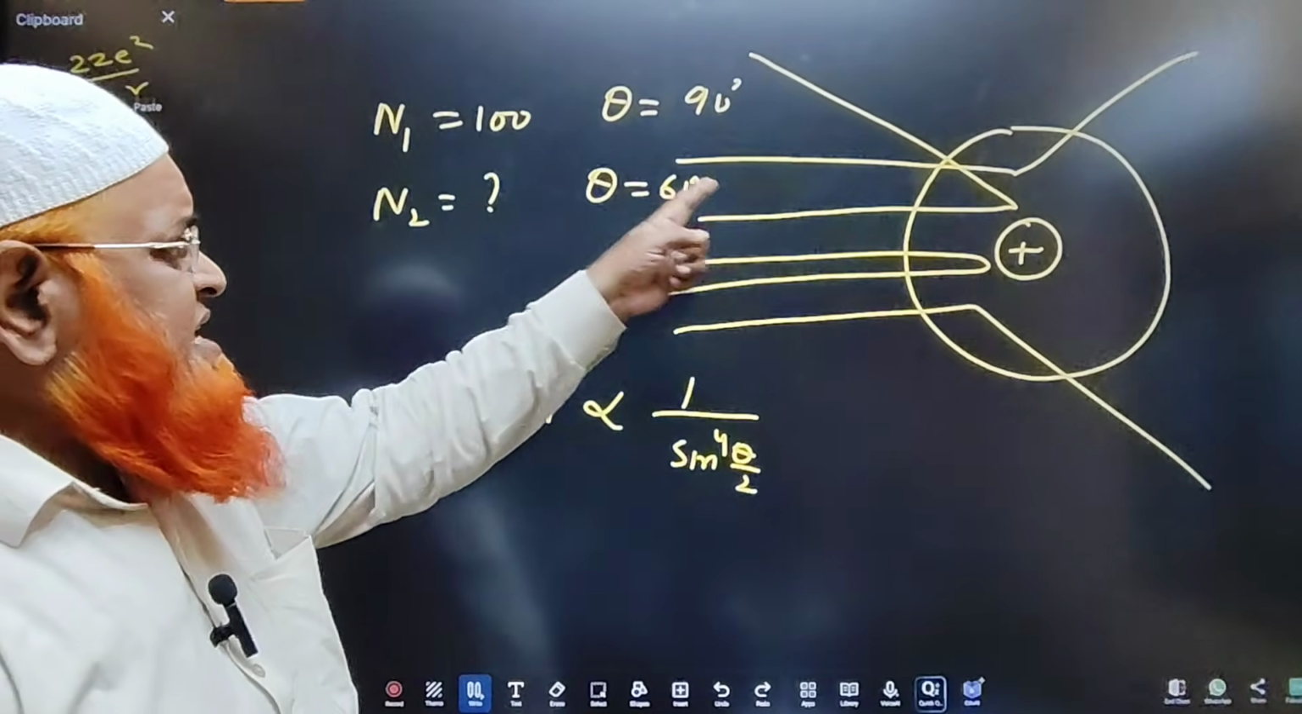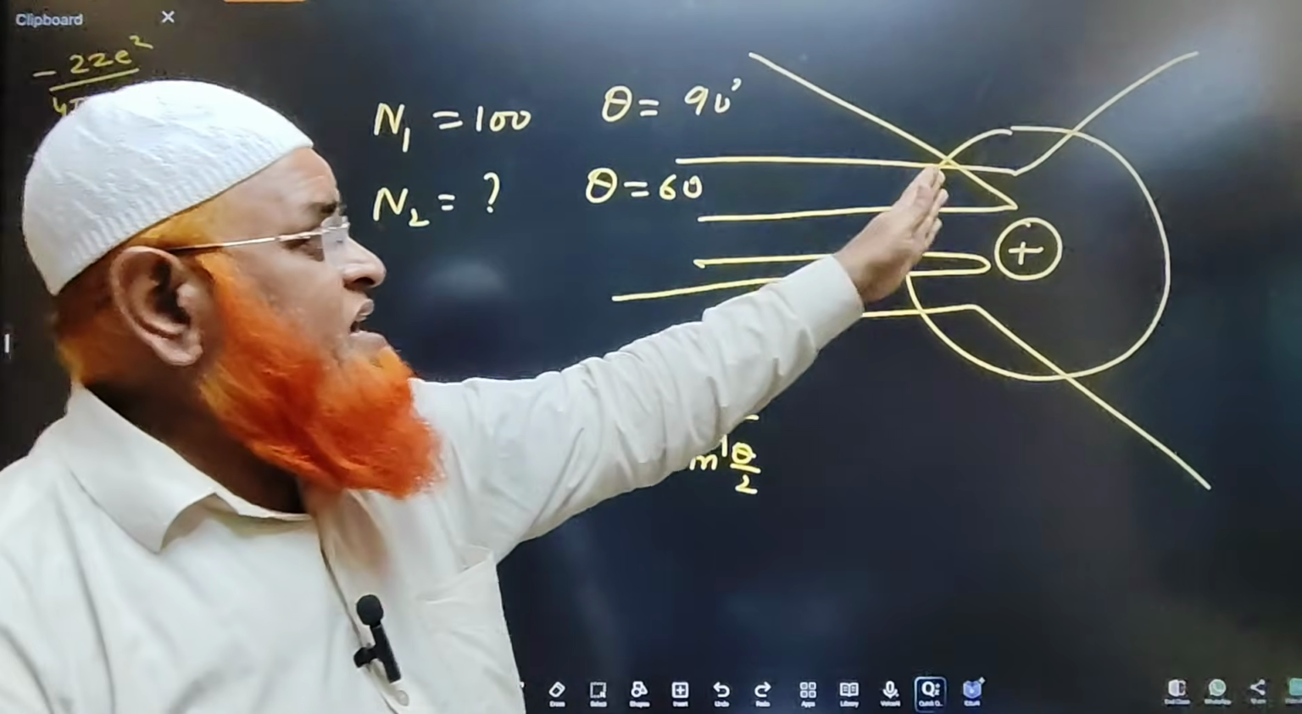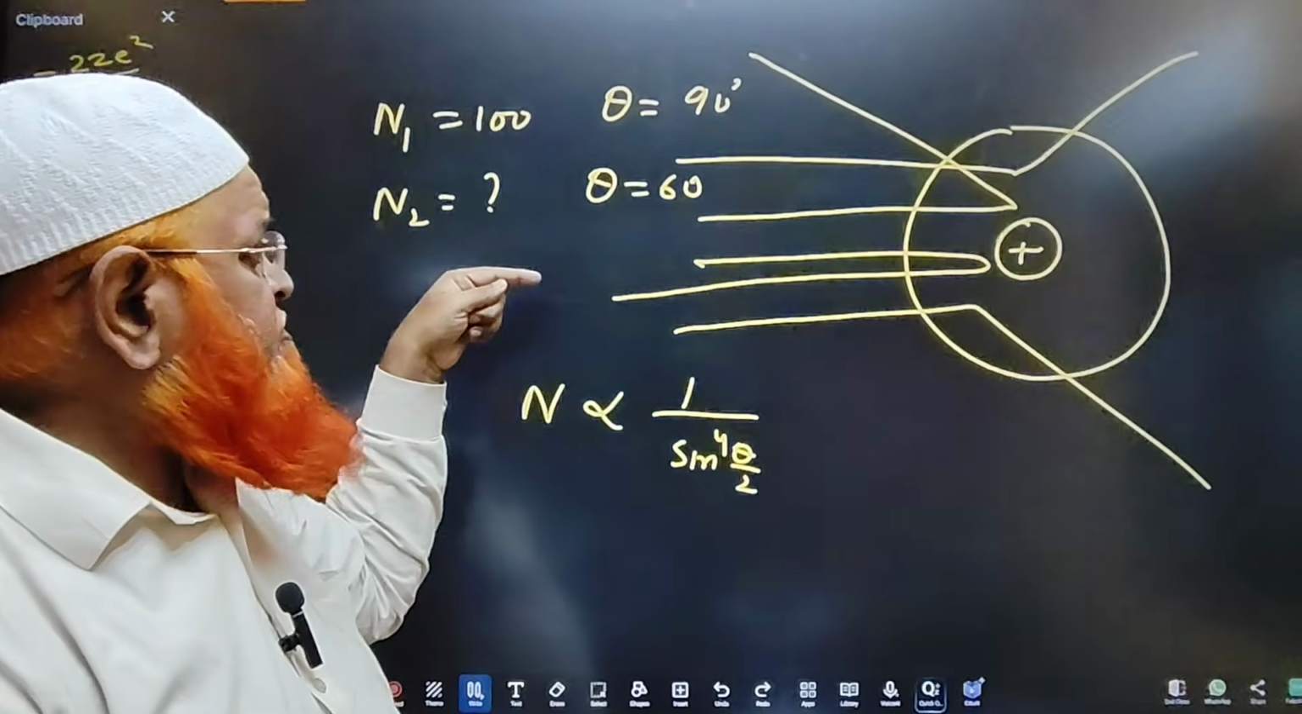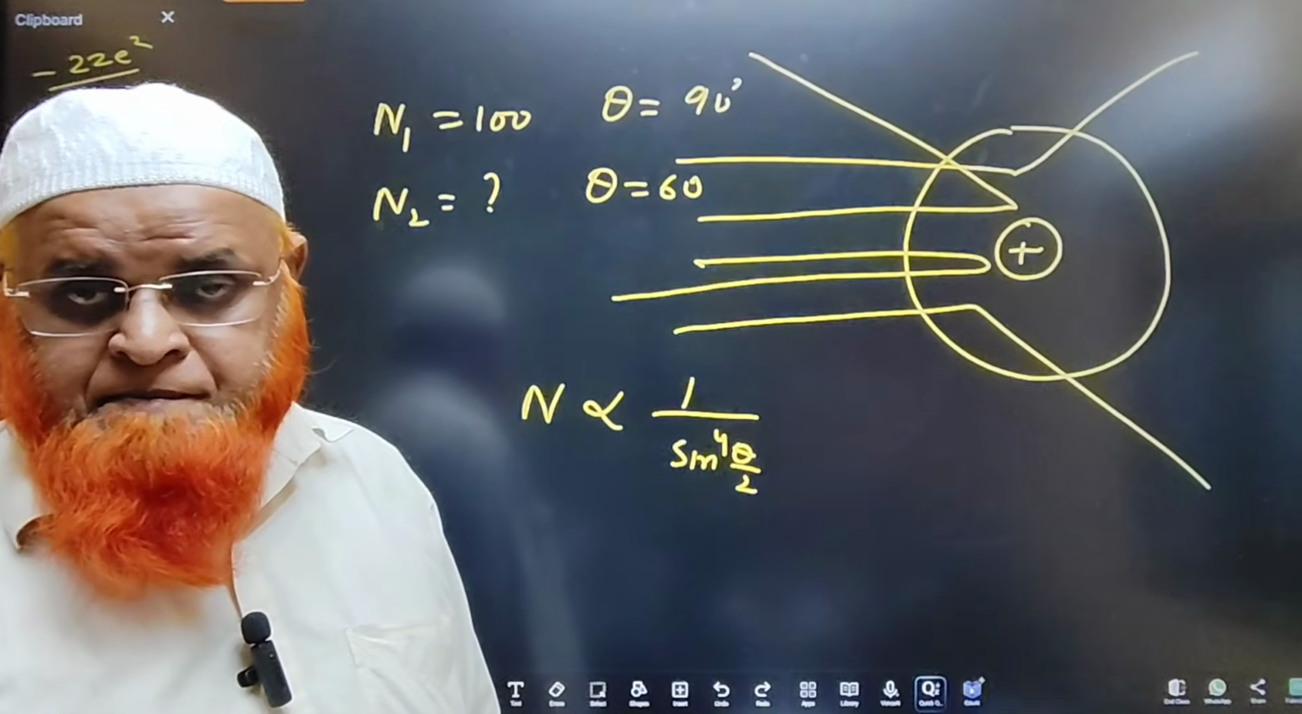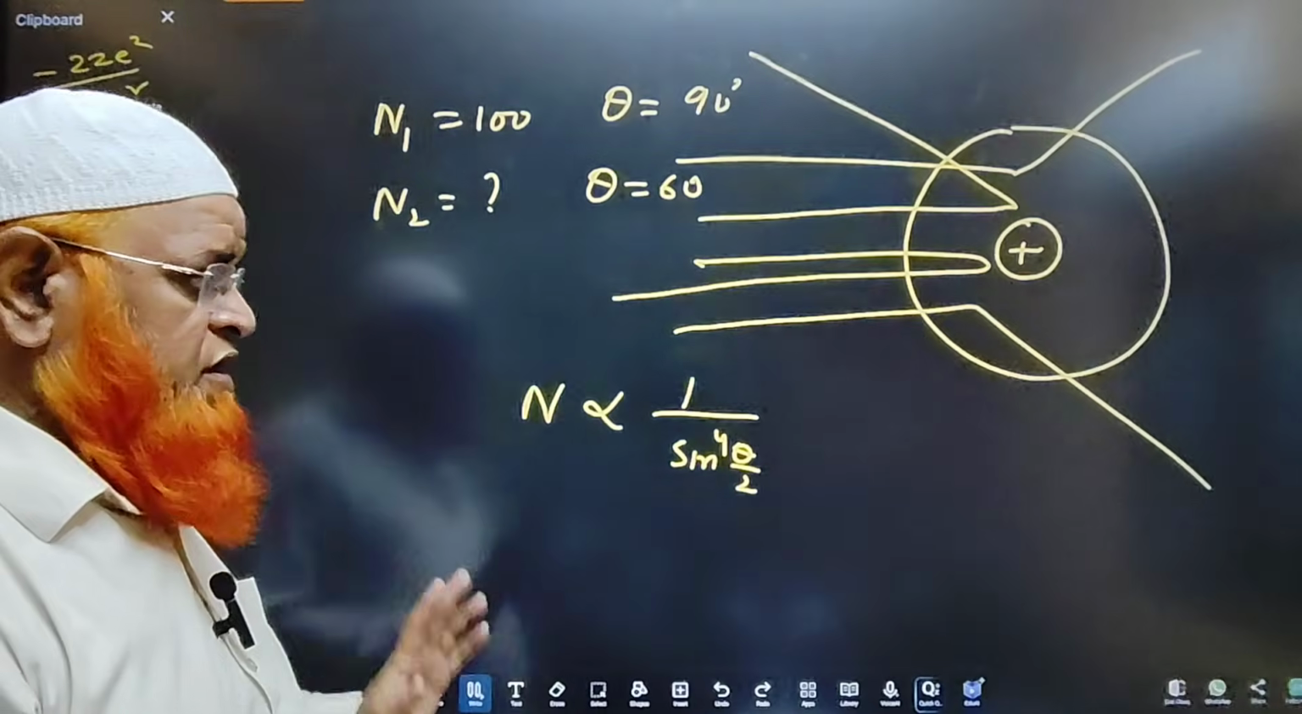When theta is 90 degrees, how many alpha particles go at 90 degrees, and how many alpha particles go at 60 degrees, he is asking. So for that this is going to be the formula.